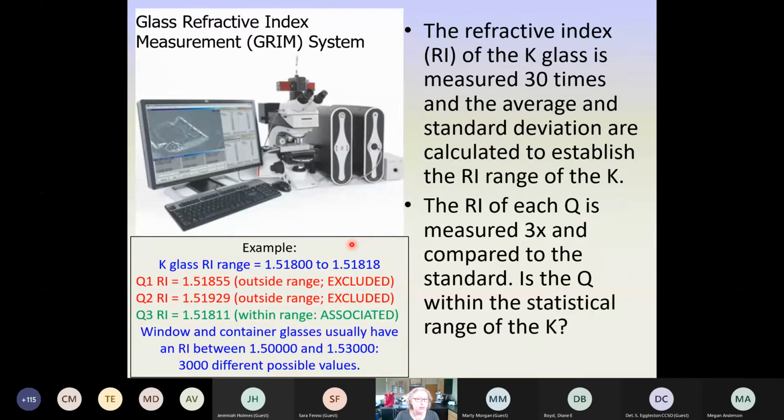And commonly the glasses we see fall between 1.50000 and 1.53000. So that's a total of 3,000 different possible values. So if you can just imagine you're picking up 2 random pieces of glass as you go for a walk, they could fall anywhere in those 3,000 different possible values. So the likelihood that they would coincidentally fall close enough that we would call them statistically the same is a low possibility.